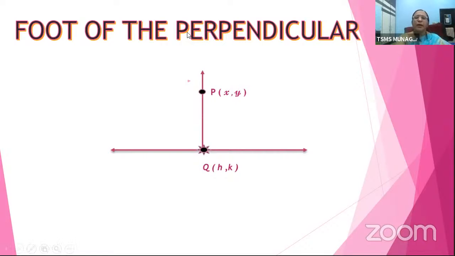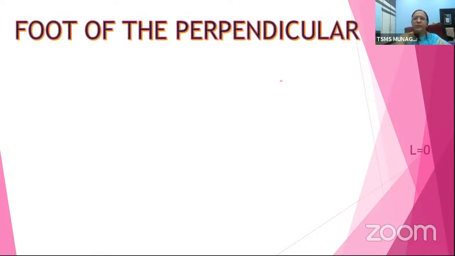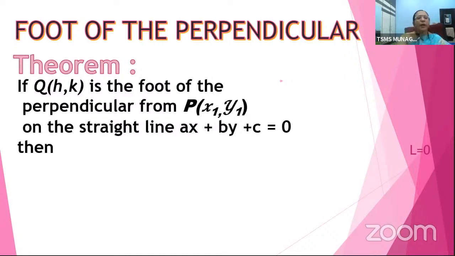Now here there is a point P(x, y) on the line, and the foot of the perpendicular is given by Q(h, k). Now I want the coordinates of Q(h, k). How are we going to find that? There is a beautiful proof for this which we are supposed to learn and practice. My dear students, try to learn this and practice this, because you will need this for your public exam, and also the substitution part.